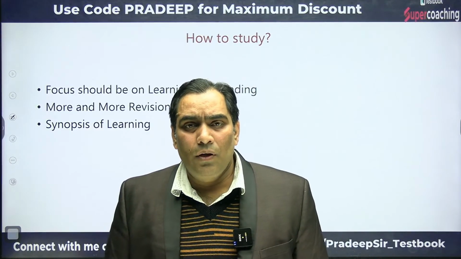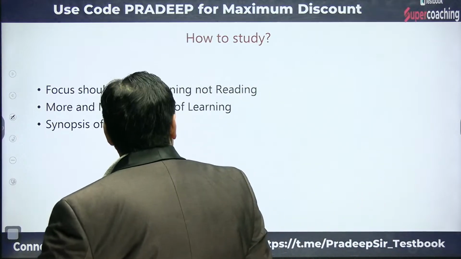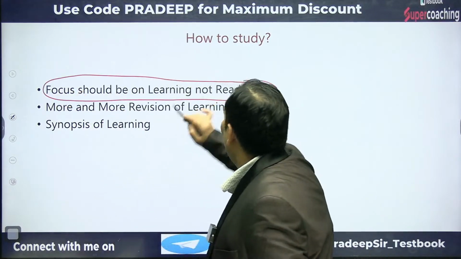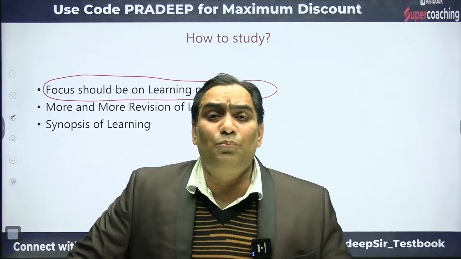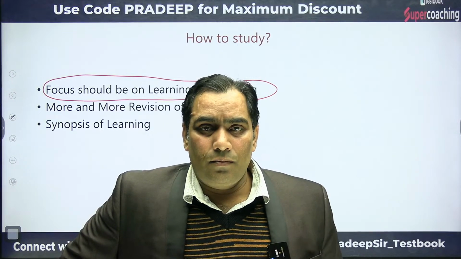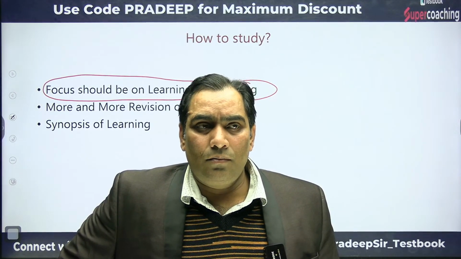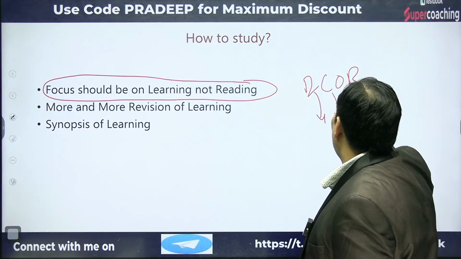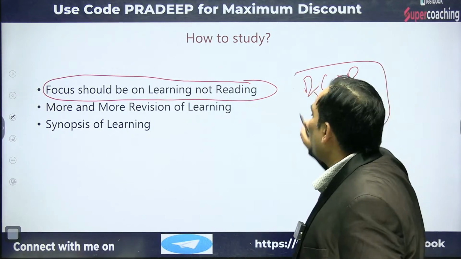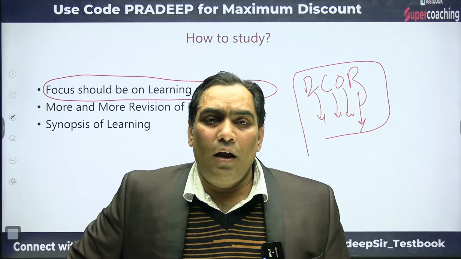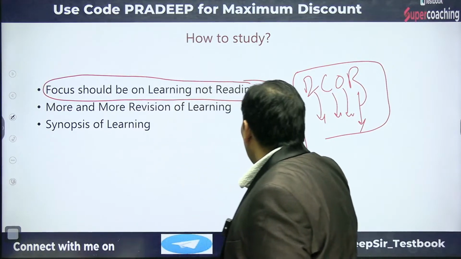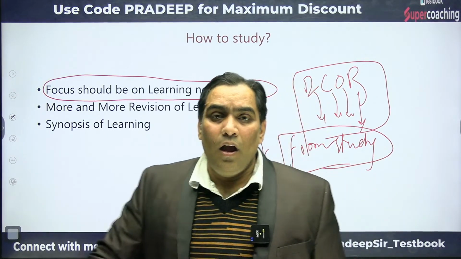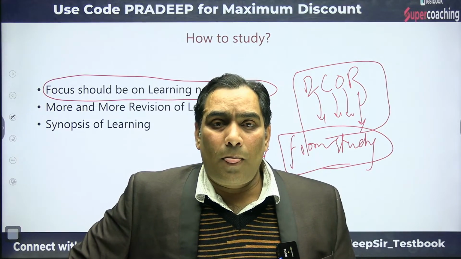So in that regard, on how to study, your focus should be on learning, not reading. What is the meaning of learning? It should be conceptualized internally. In economics there is something known as ICOR, the investment capital output ratio. It is not about how many hours you are studying. It is about what you are learning from your study, how much you have conceptualized.